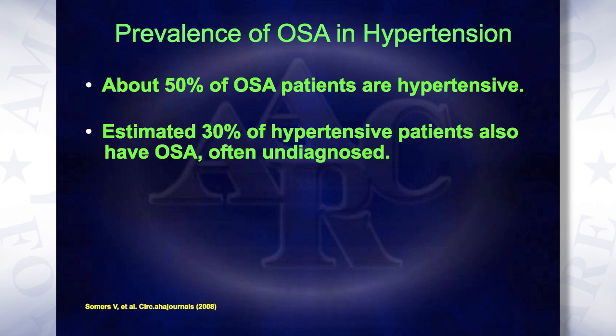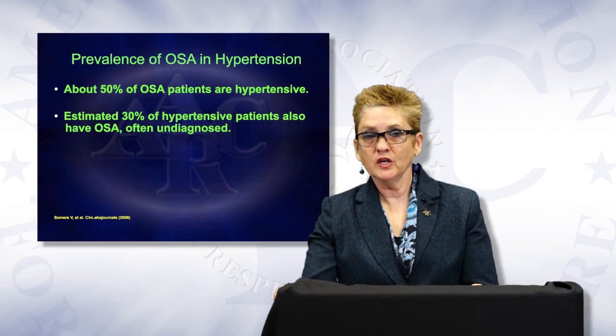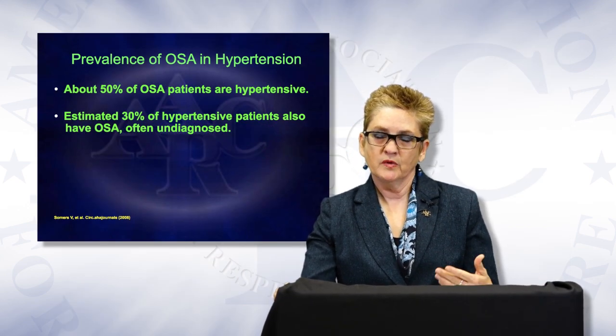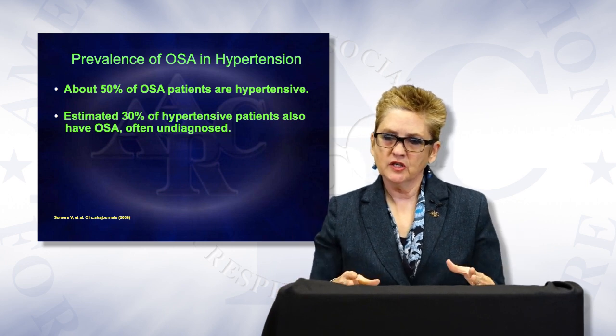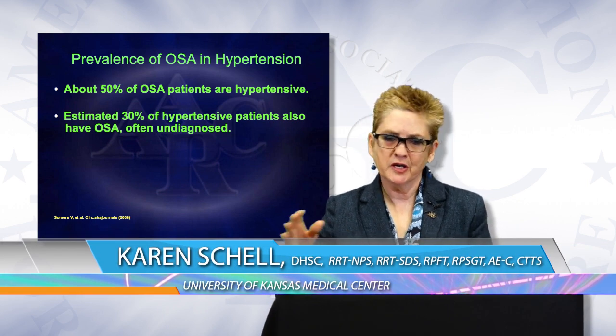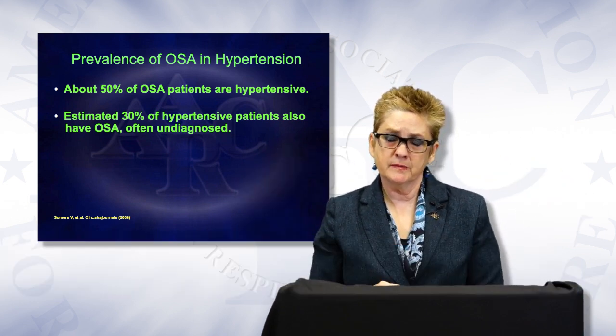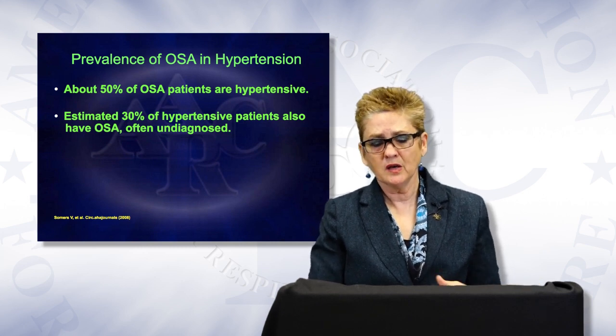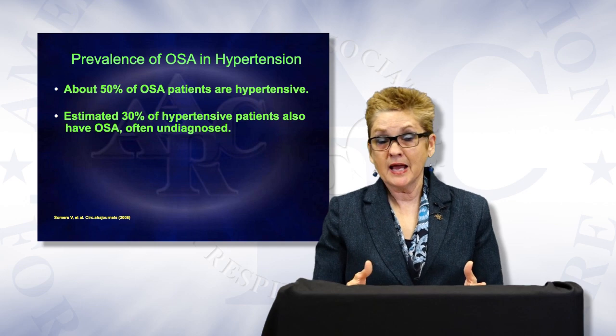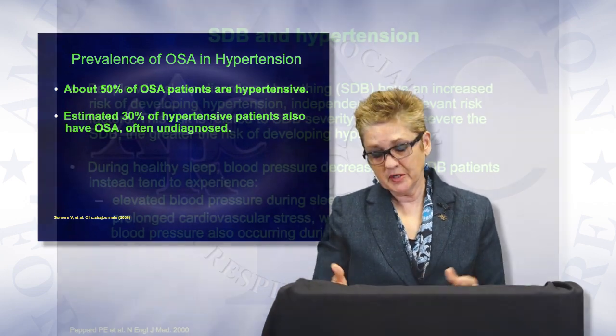When we look at OSA and the prevalence in hypertension, 50% of OSA patients are hypertensive, and that's very significant in itself. It's estimated that about 30% of hypertensive patients also have OSA, and those are often undiagnosed. Again, we go back to the screening. If we can look at our screening tools and look at our patients when they come in, and not just look at what they're coming in for, such as high blood pressure or maybe diabetes, we start to look at the whole picture and include the obstructive sleep apnea screening tool. We might be able to have less severity of the disease and be able to treat the patient better.